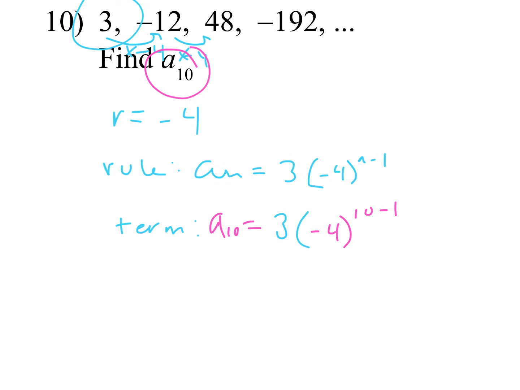So careful with your order of operations here. We have to do 10 minus 1 first, which is 9, and then negative 4 to the power of 9. So that would be negative 262,144. And then we just multiply this times 3. So it would be negative 786,432.